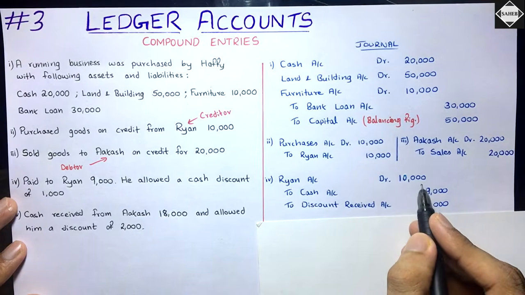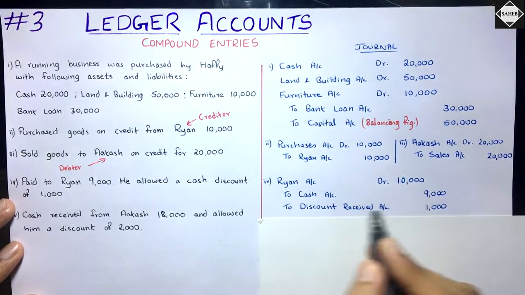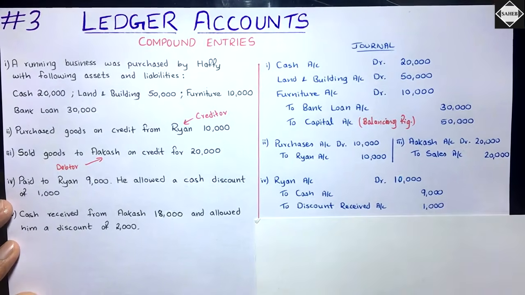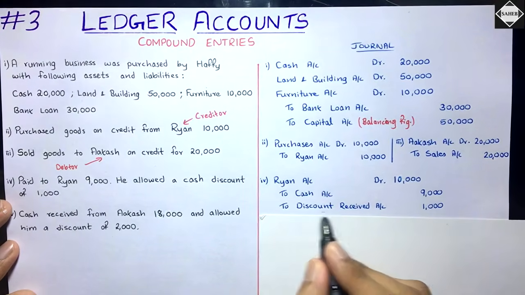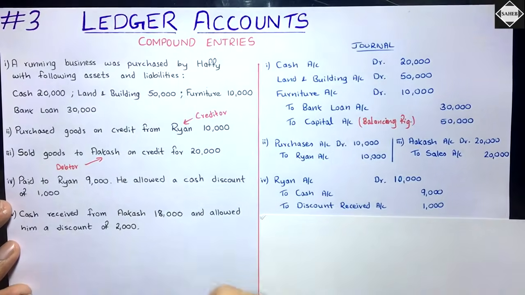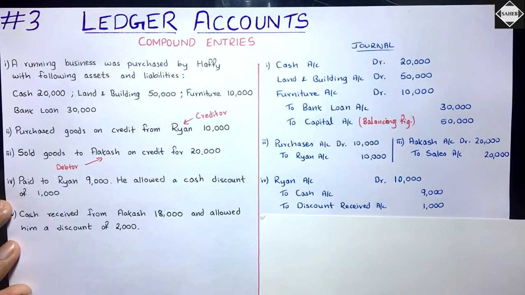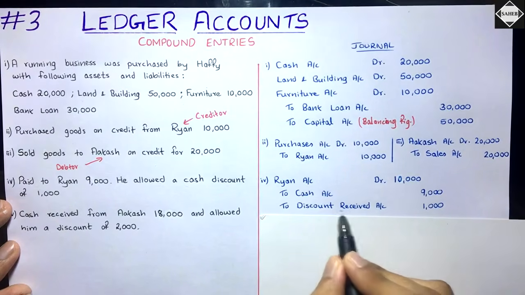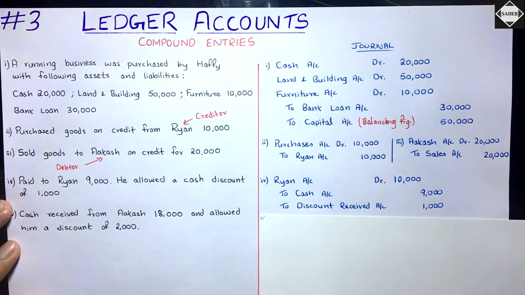Ryan account debit 10,000, and then how much money did you pay? You paid 9,000. So to cash account 9,000. You're going to decrease the cash account by 9,000, so you're going to credit that. And then, as I said, discount received. We are paying and we are getting the discount. So discount received is an income. Income has credit balance. To record it, you have to credit that to discount received 1,000. Is that clear? Simple? Yeah.